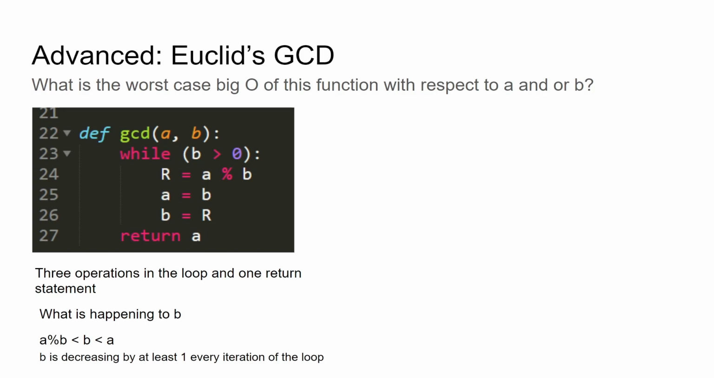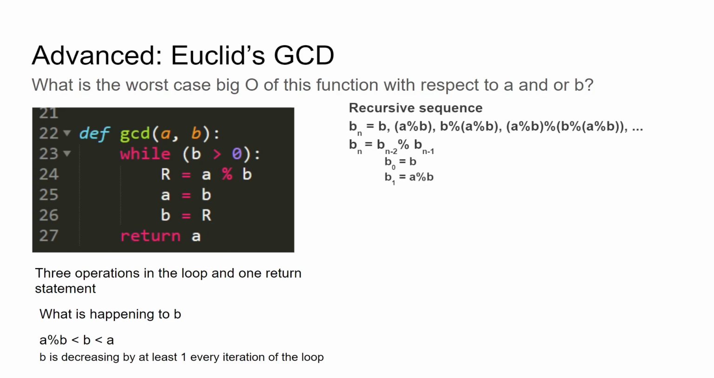So we know that the function will eventually terminate, but we still have no measure of how long it will take. Since b is decreased by at least 1 each iteration, the loop must run for at most b iterations. However, if we look at the value of b after each iteration, we will get b is equal to a mod b after iteration 1, b is equal to b mod a mod b after iteration 2, and b is equal to a mod b mod b mod a mod b after iteration 3.